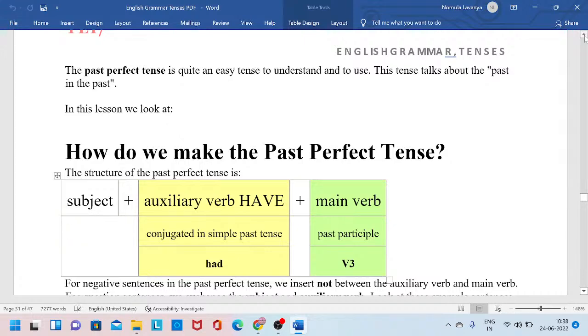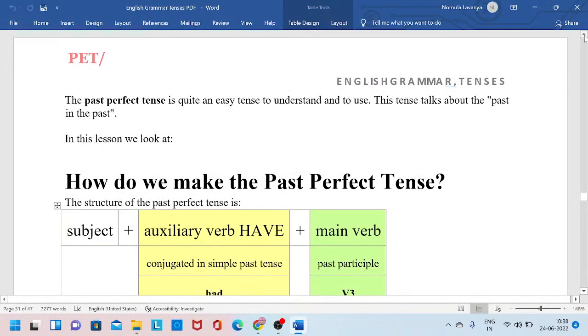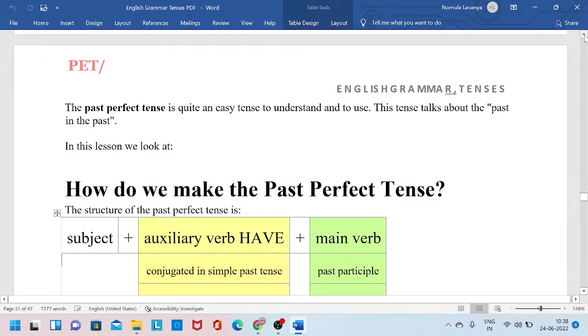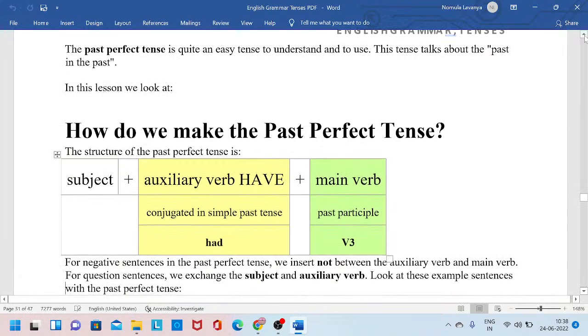And yes, let's continue. What is past perfect tense? So the past perfect tense is quite an easy tense to understand and to use. This tense talks about the past in the past. Okay, past thing.